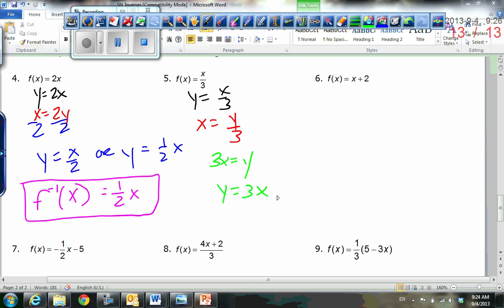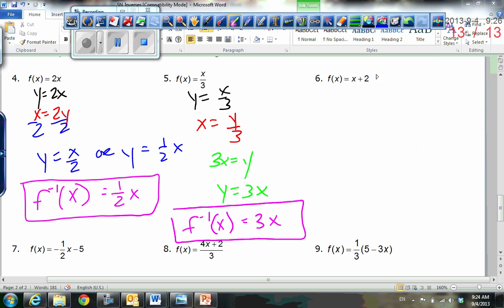Last thing, I need to rewrite it with that inverse notation. So it should be, I'll do it in purple again, the inverse notation, so the inverse of x equals. All right, y'all try number 6, please. You got the hang of it.